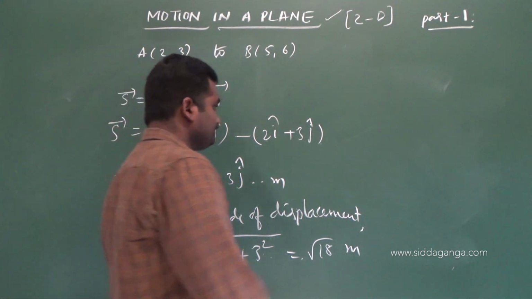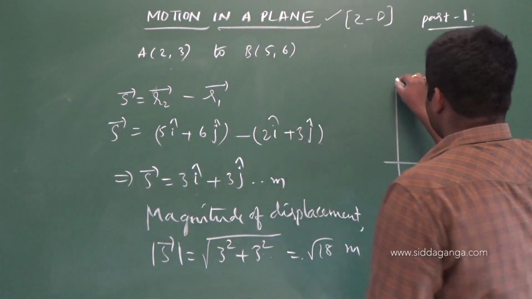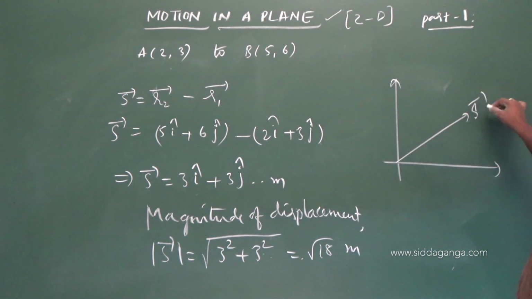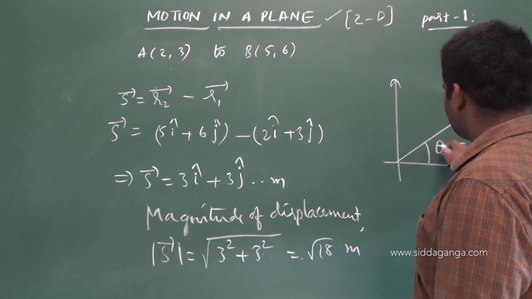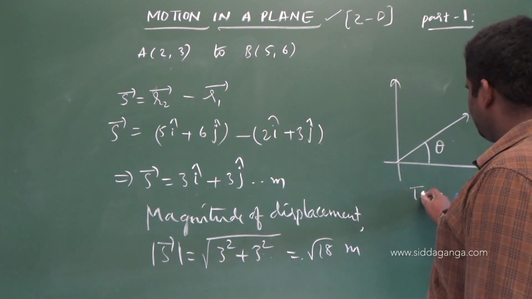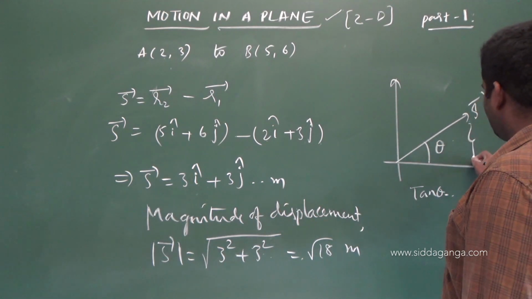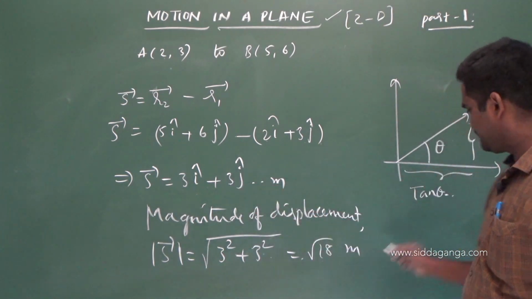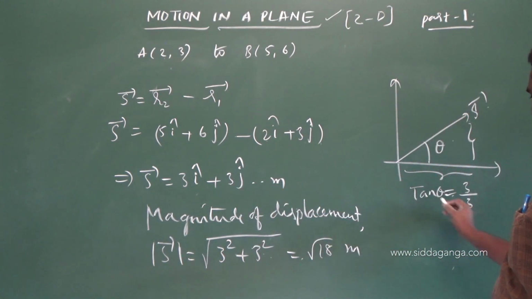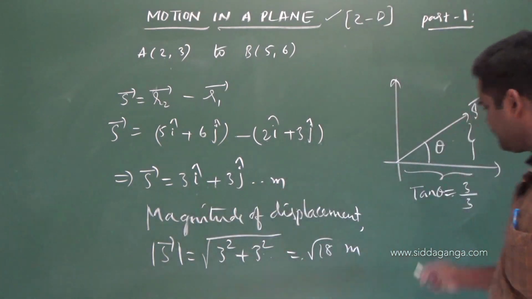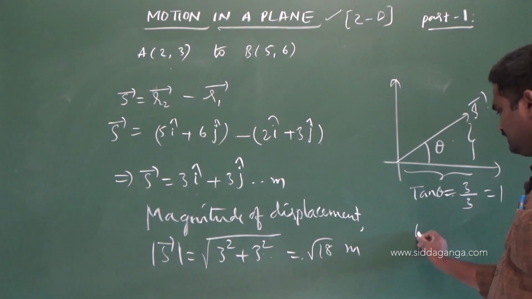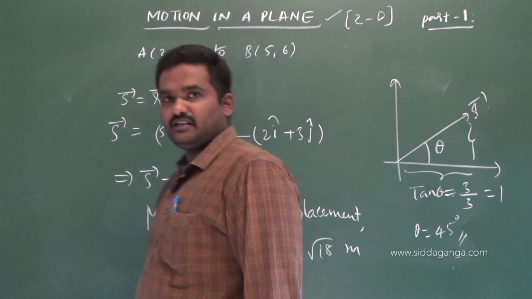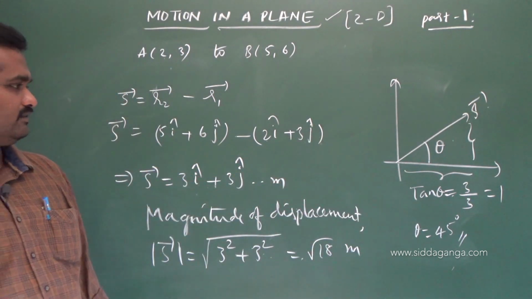How to write the direction? See, 3i plus 3j is the vector, right? This is the displacement vector we are having. How to write it: if I say this is theta, tan theta will be equal to y coordinate by x coordinate. Y coordinate is how much here now? 3. So tan theta equals 3 divided by the x coordinate, which is also 3. So it will be equal to 1. Theta will be how much now? 45 degrees. Why? Because tan 45 is 1. So theta equals 45 degrees. This is the direction.